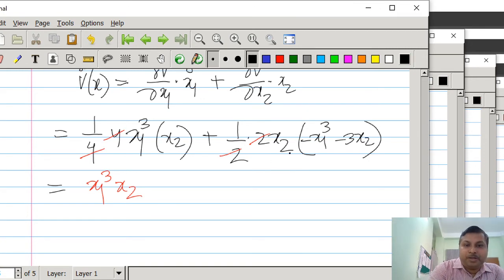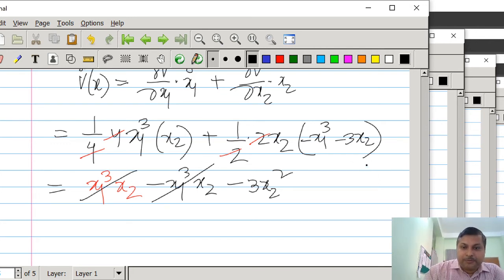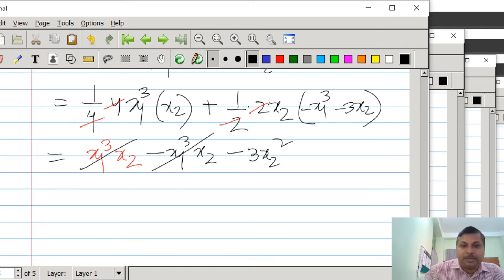And from here you also get minus x1 cube x2, and then minus 3 x2 square. Now you can understand why we have chosen V x like this. It is very easy to observe that these two terms will cancel out, because that is why we chose the function like this, such that we can get a conclusion. Now you can see that it is minus 3 x2 square. What does it mean? It means that it will be definitely less than or equal to 0.